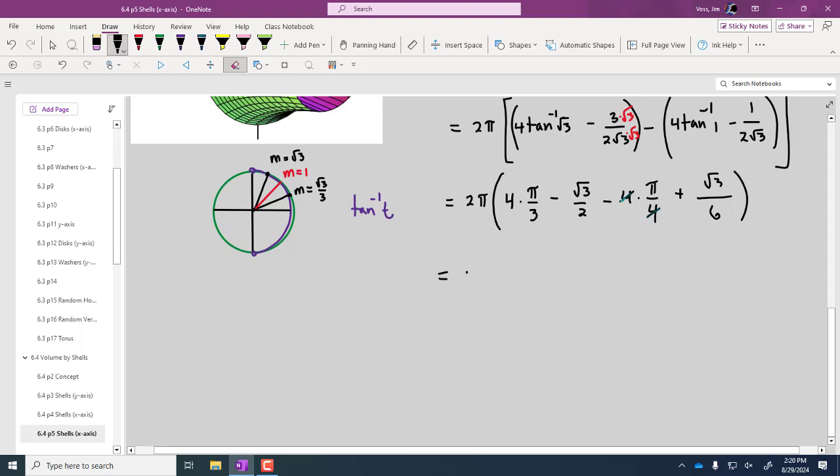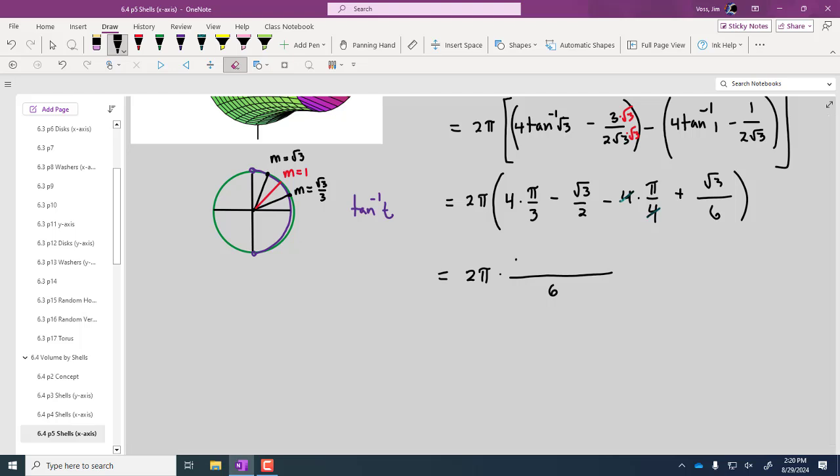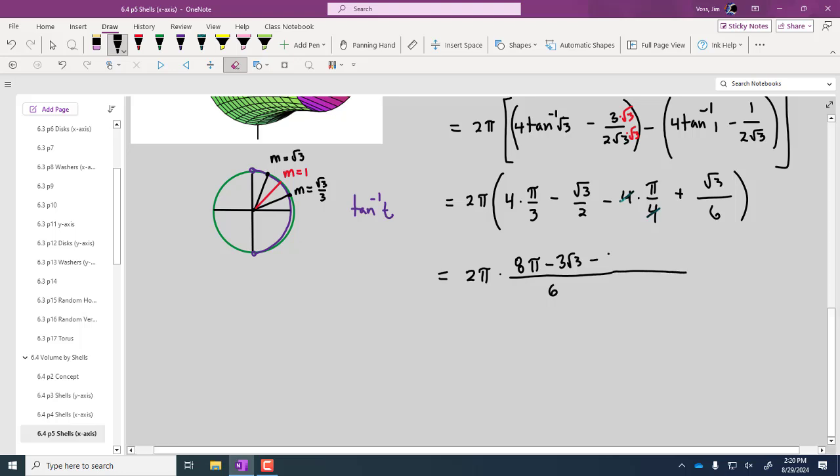So we'll get a common denominator of 6, so it'll be 2 pi multiplied by something over 6. That, we're going to have 8 pi minus, to make that 6, we multiply by 3, so 3 root 3. To make that 6, we multiply by 6, so that's minus 6 pi. That already has a 6, so we're at that stage.